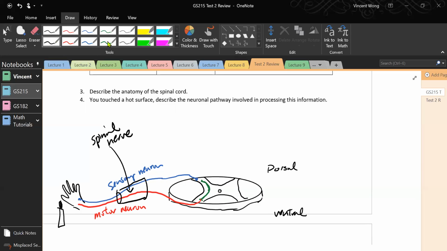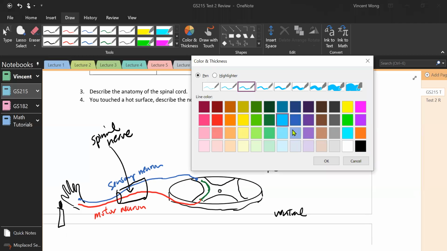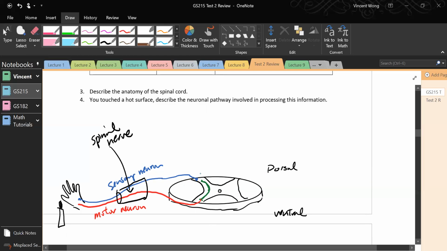Okay. Now, at the same time that this is happening, your sensory neuron will make a synaptic connection with another neuron. Okay, and these neurons are going to be forming what we call the ascending tracts. They're going to be going up to your brain. So that's the ascending tract. Okay, they will go through the brainstem.